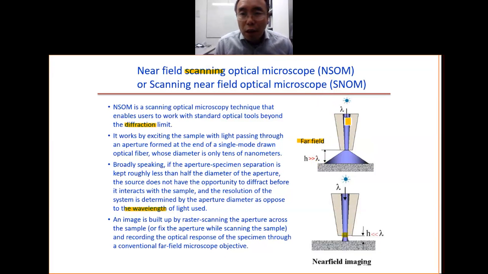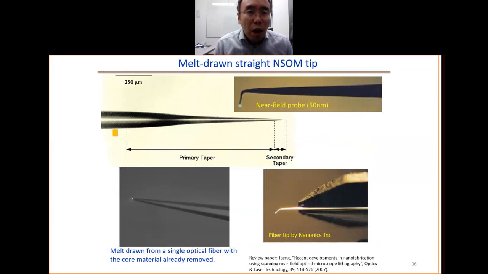So how to make the fibers? How to make the hollow fibers? We have a single-mode optical fiber with the core material already removed. Then you heat it up to melt it. This is glass, so you use the fire to melt the glass. Then you draw it, you pull it. When you pull it, it will be broken, and when it is broken, it will be very sharp. Then while it is heated, you can bend it, and then you can mount it to the holder. So you have this SNOM tip by this company, Nanonics.